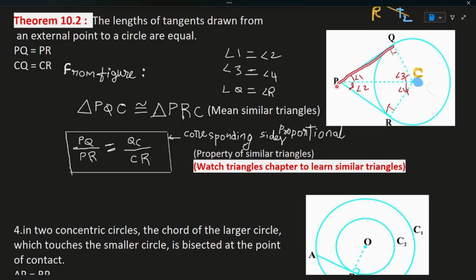The triangle PQC and the triangle PRC are similar in nature. The triangle PQC and the triangle PRC are similar to each other. If anyone is confused about the similarity of triangles, please go through the chapter which is already explained. According to similarity of triangles, the corresponding sides are proportional. What are the corresponding sides here? PQ is the corresponding side of PR. So PQ by PR equal to QC by CR.